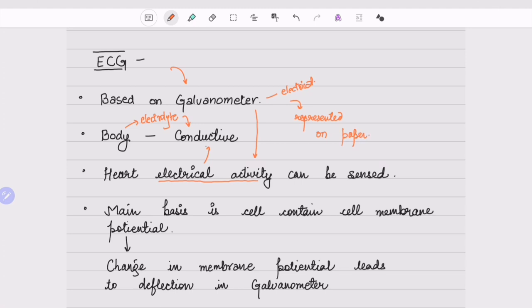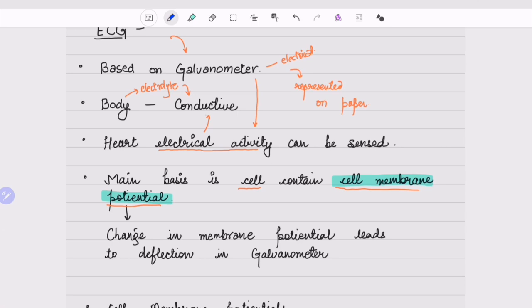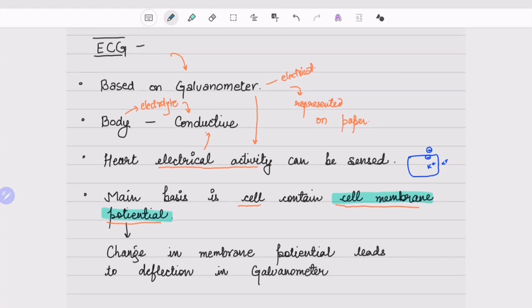So the main and basic basis of this process is based on the cell only. That is, every cell in the body has a cell membrane potential. Meaning every cell membrane has a potential difference in it, which is caused by the difference in the concentration gradient of potassium and sodium ions, calcium ions, and other electrolytes also.